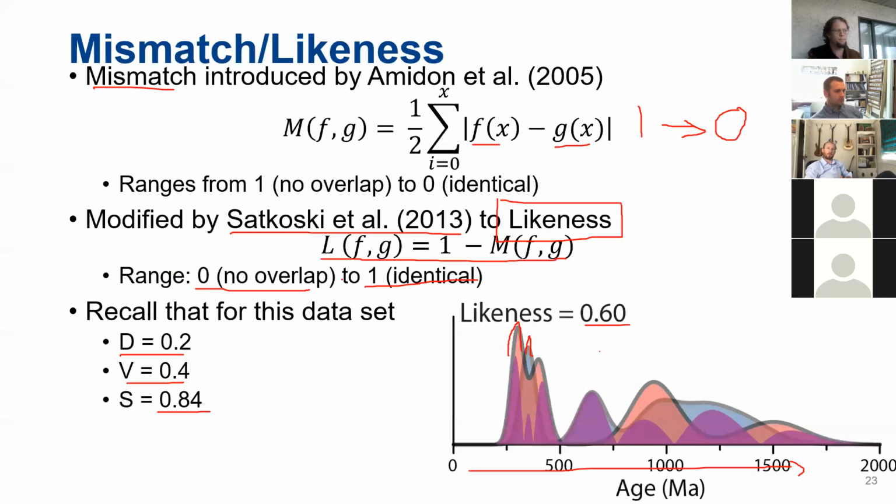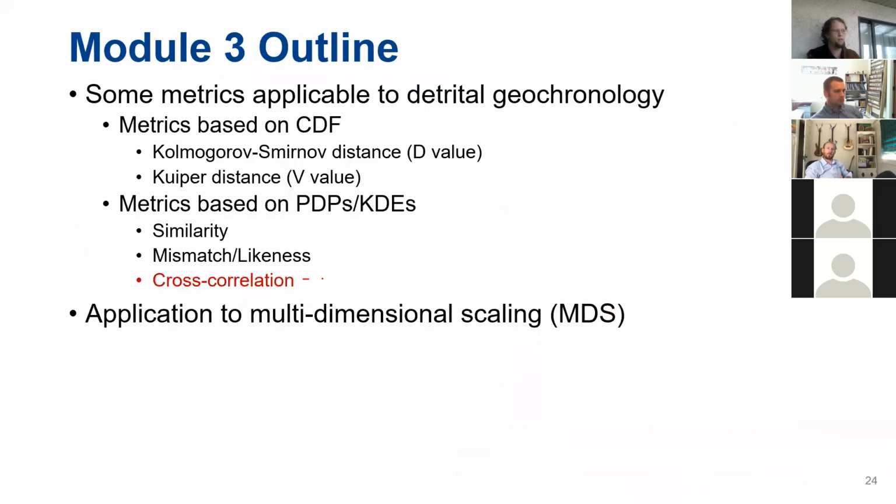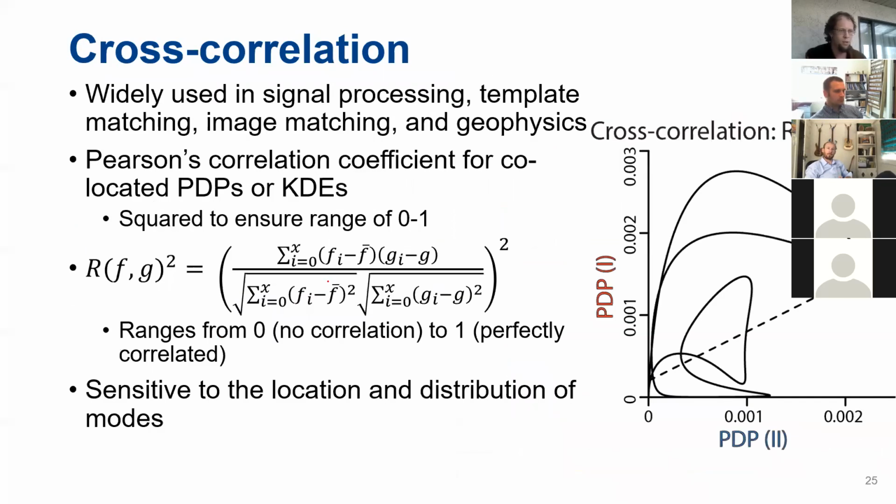All right, so likeness and mismatch. And then sort of going on to cross correlation. This is a really straightforward one, you guys are all familiar with this. This is essentially the Pearson correlation coefficient. It's used all over the place in signal processing and template matching and image matching, geophysics. I mean, everybody uses it, right?